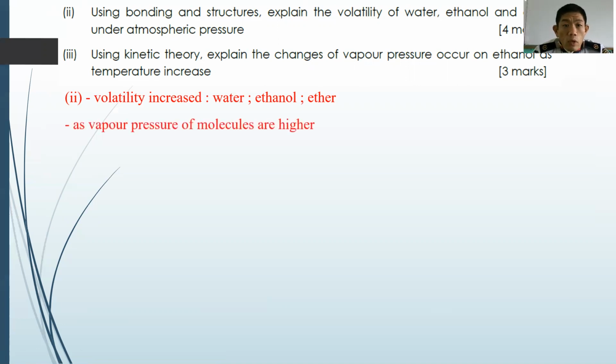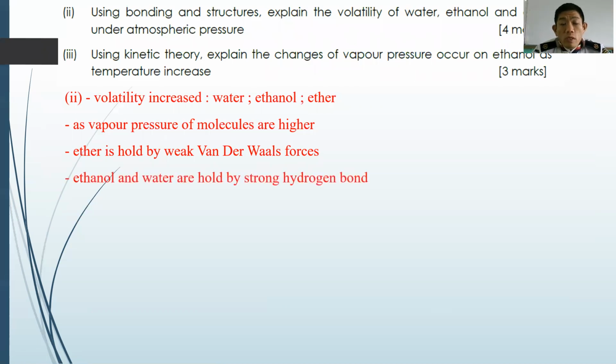So this is due to the vapor pressure of the molecules being higher for ether, as ether is a simple covalent molecule held by weak van der Waals forces, whereas ethanol and water are held by strong hydrogen bond. Water has a lower volatility compared to ethanol because water has a greater number of hydrogen bonds compared to ethanol. If you are worried, you might also want to add that statement inside your essay answer.